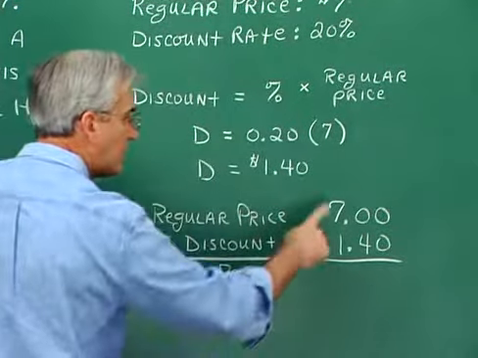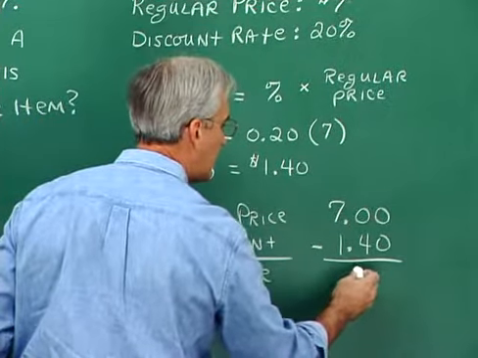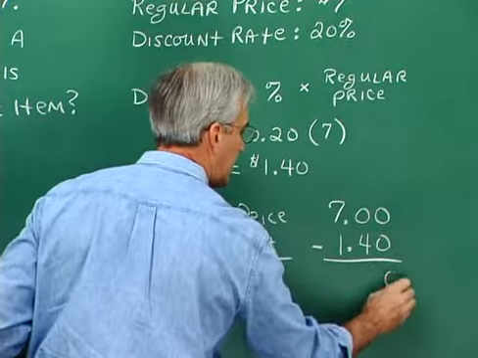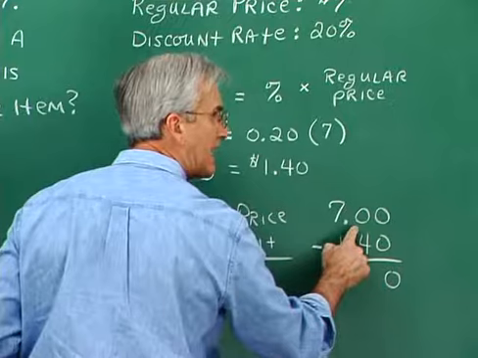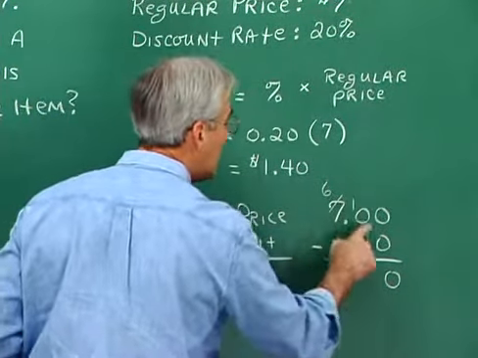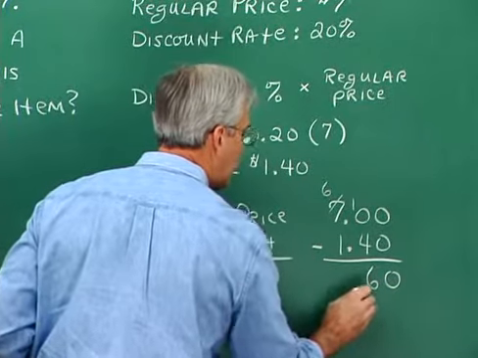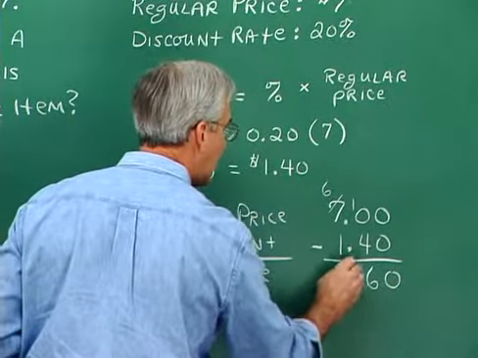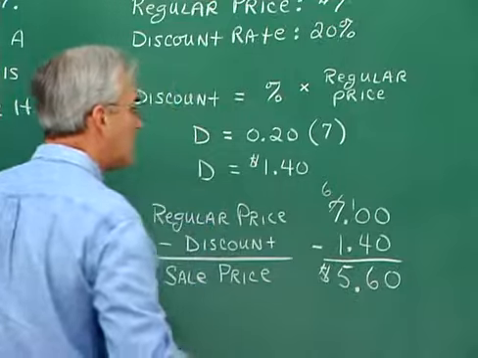And the sale price then is this difference, and it turns out to be, well, let's see. I'm subtracting here, I get 0. 4 from 0, we can't take 4 from 0. We borrow from the 7, it becomes a 6. The one that we borrow makes that 10. 10 minus 4 is 6. Bring down that decimal point, 6 minus 1 is 5. So the sale price then is $5.60.